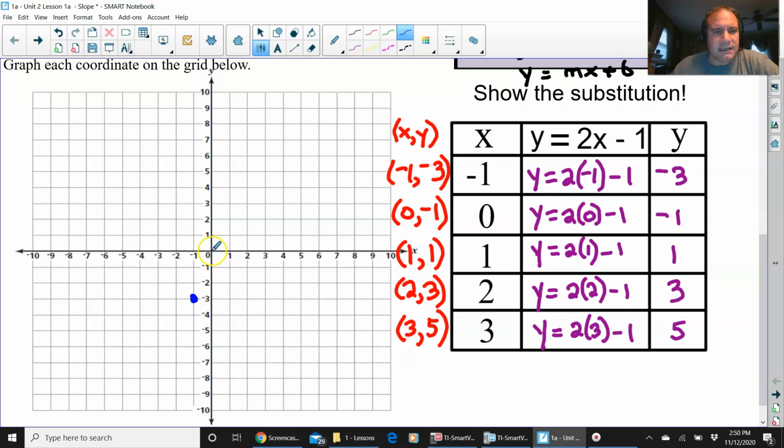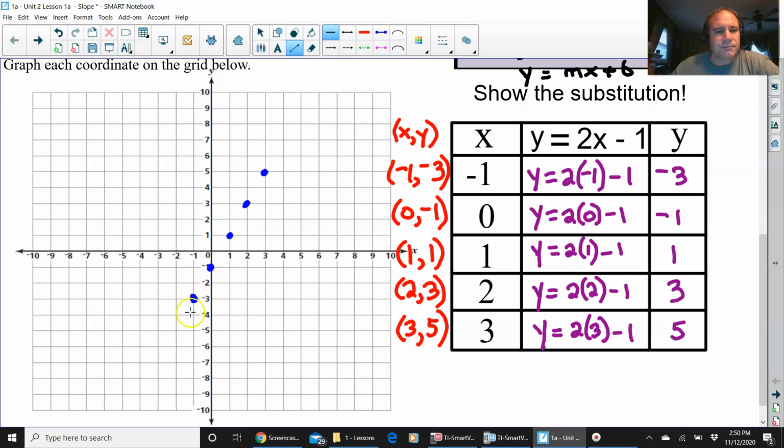0, -1 is not moving left or right. We're going to go down to -1 though, because the y is -1. Put a point there. 1, comma 1, both positive. We're going to go to the right now from 0, 0. 1 and 1 up. Put a point there. From 0, 0, we're going to go 2 to the right, 2, comma 3, up 3. Put a point there. And then finally 3, 5 is 3 to the right and 5 up.